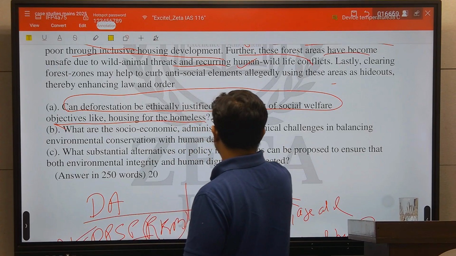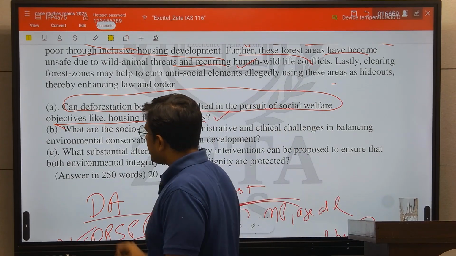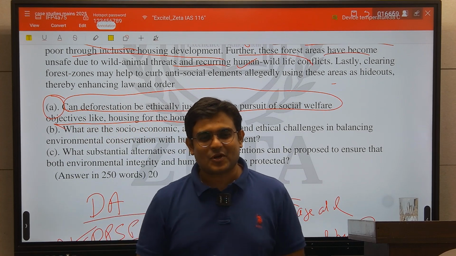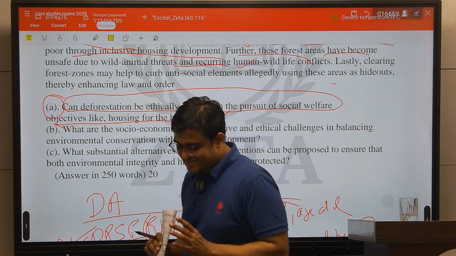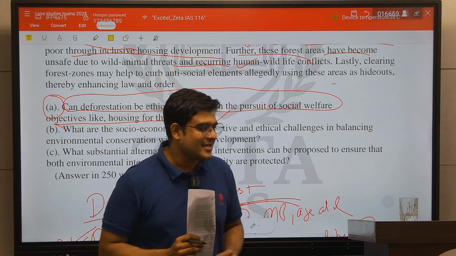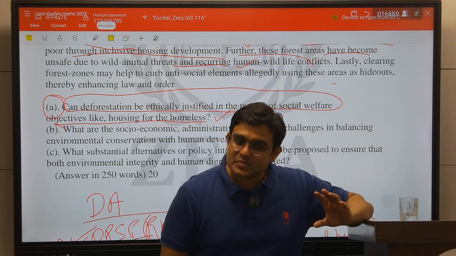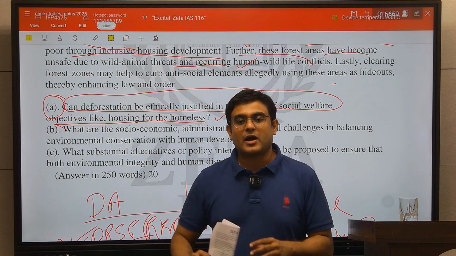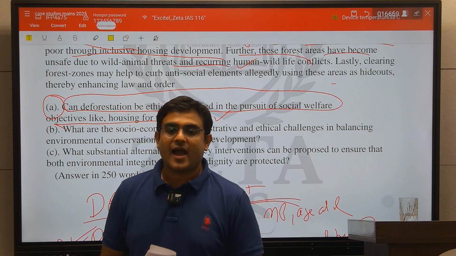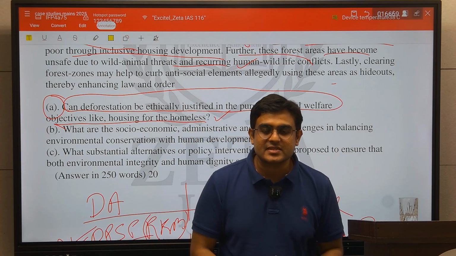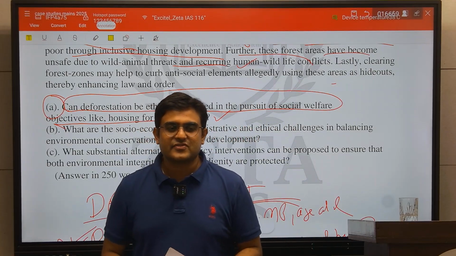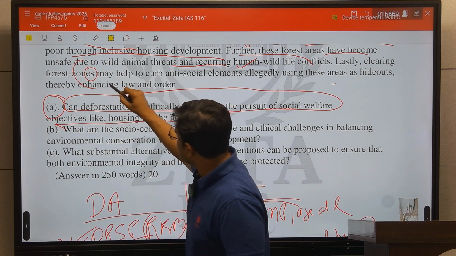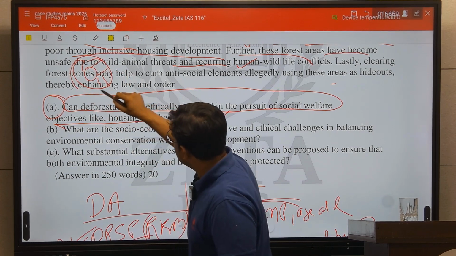Objectives like housing for the homeless. Yes, a trap is laid down here, and most of you must have written yes, it is not justified, but you have to think the other way also. It can also be justified in certain cases, such as when some part or the majority of the forest has been encroached by invasive species, and invasive species have increased the width of the forest. The forest is supposed to be this much, but invasive species have encroached here, so they have designated this center as a forest.